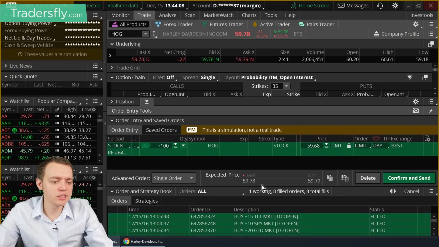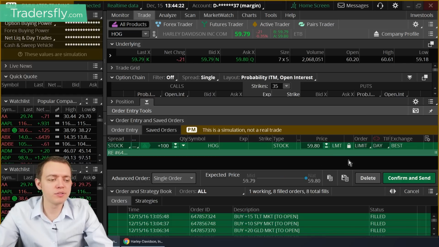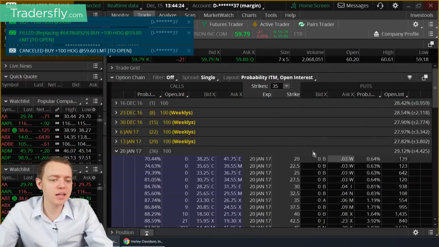So you'll continue, and you can see right here on this expected price grid, somewhere in the middle would be a good price. If you go beyond it, you'll more than likely get filled. But the point is you don't want to pay $68 when you can get it for $59. So I could just bump it to $59.80, hit confirm and send, go ahead.